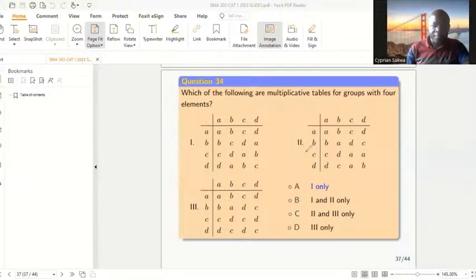Let's check the second one. Let me see the identity element. A is the identity element again, because A times A gives me A, A times B gives me B, A times C gives me C, A times D gives me D. Let me check if every element has an inverse. What is the inverse of A? The element I should multiply A by to get the identity is A. What about the inverse of B? B times B gives me A. What about the inverse of C?